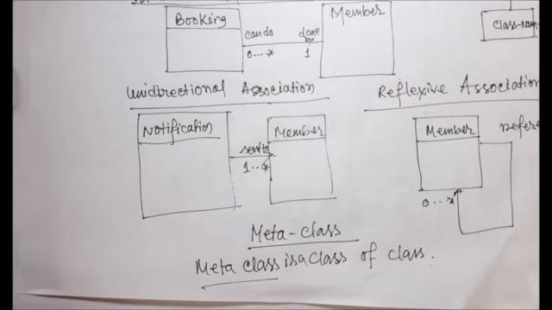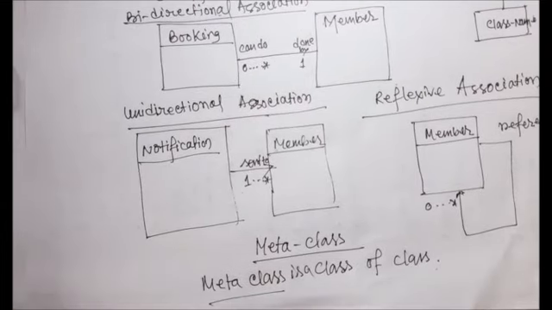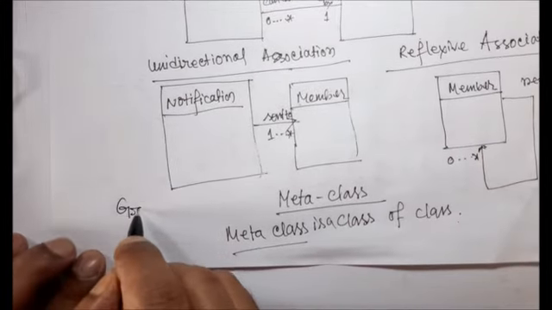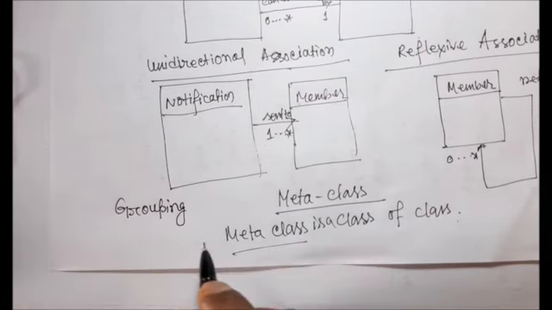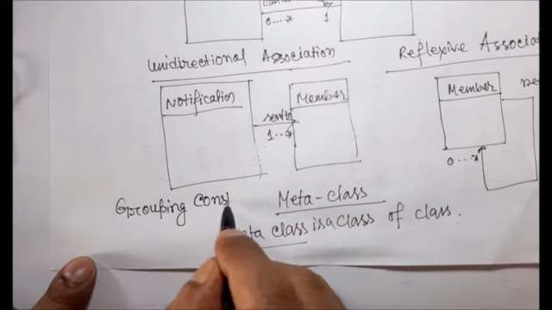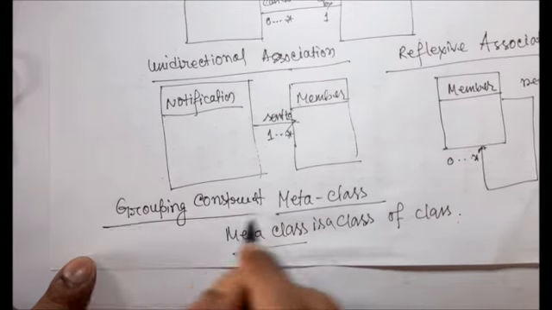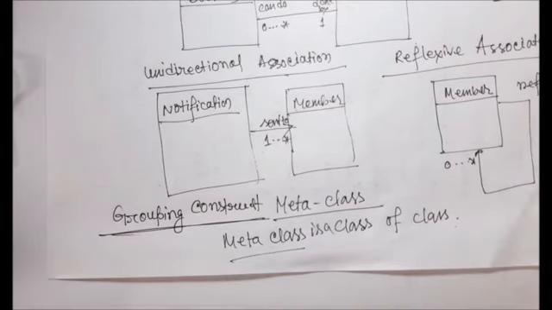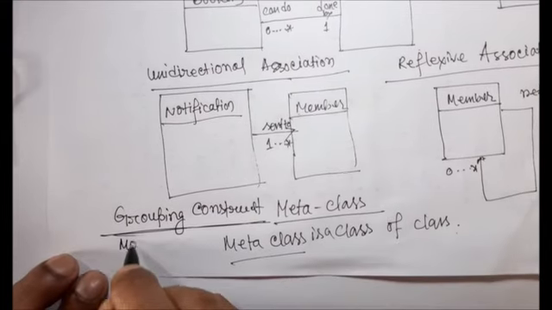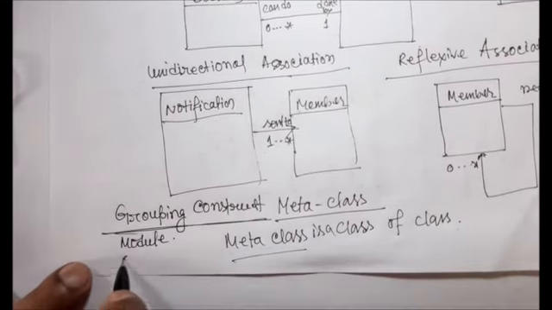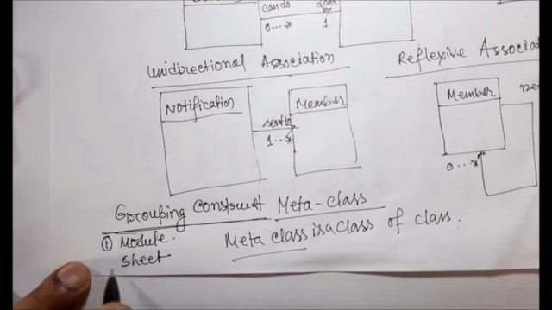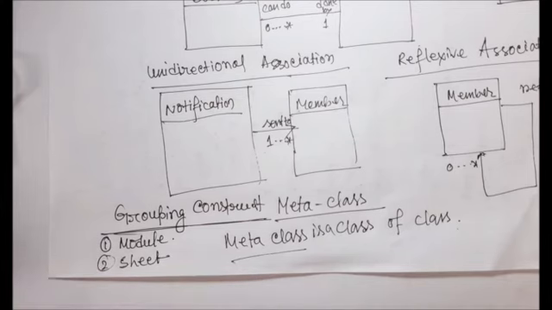What it means in our object oriented programming language we will see. And the last topic I want to discuss in this chapter is grouping constructs. Okay. There are two grouping constructs in object oriented programming. One is called module and another is sheet.